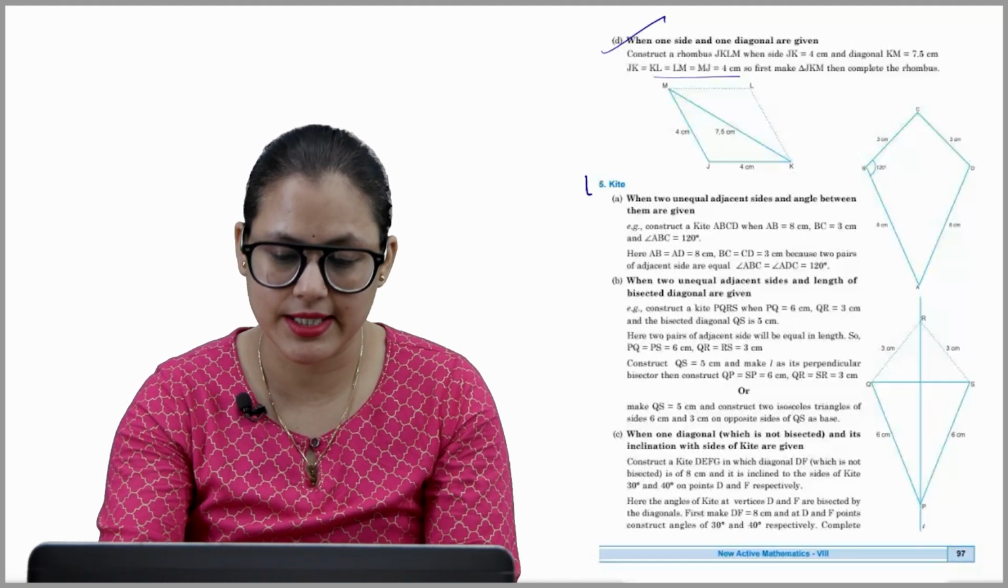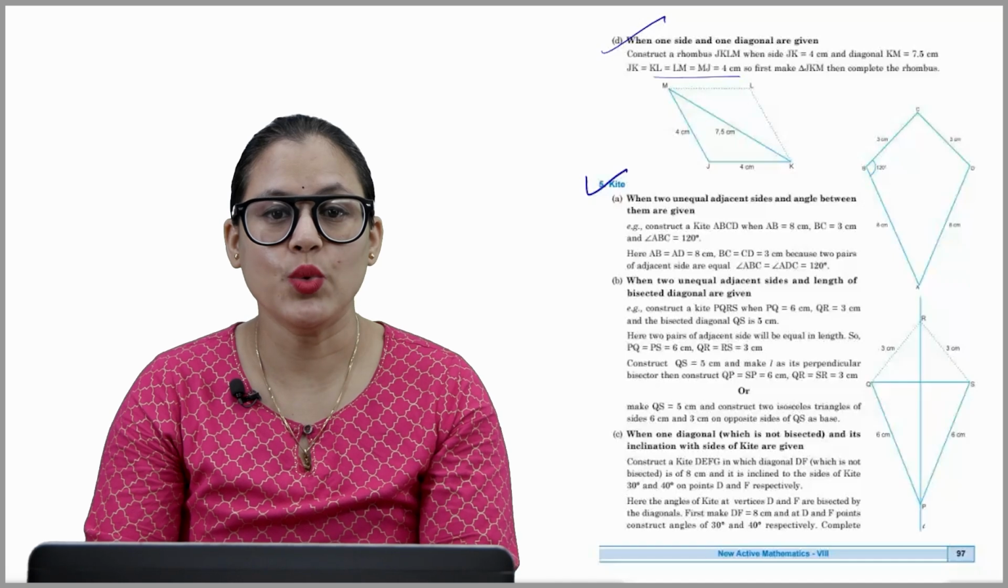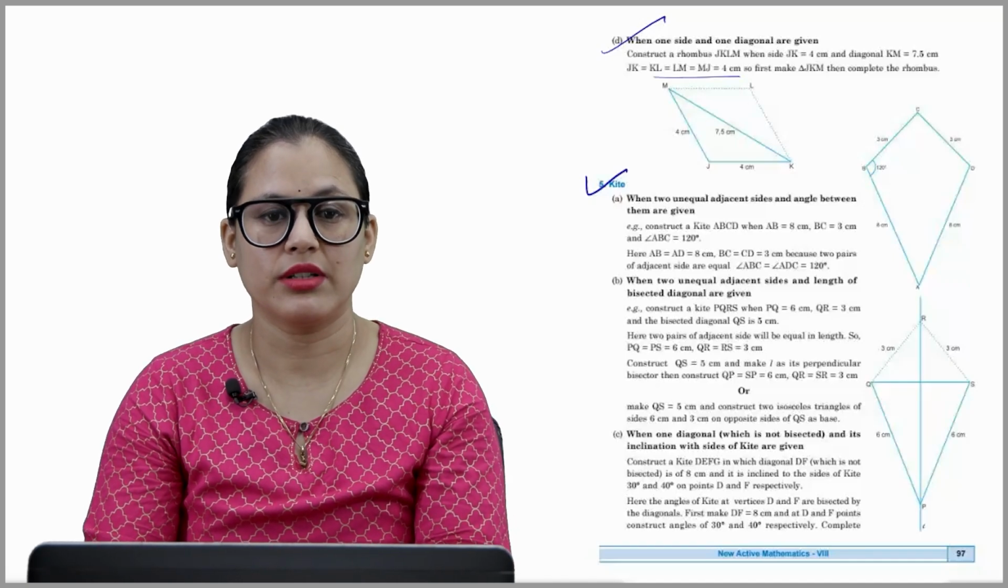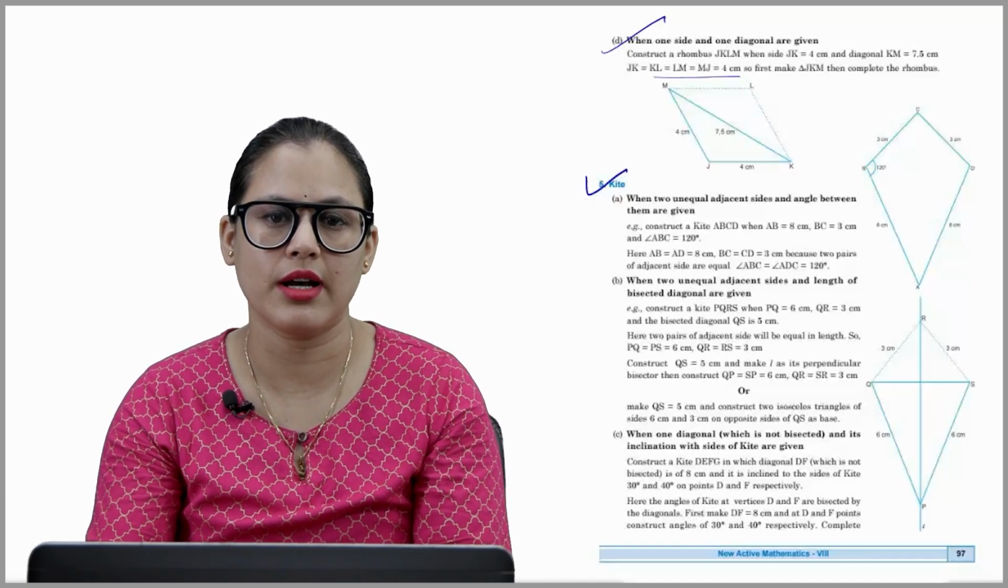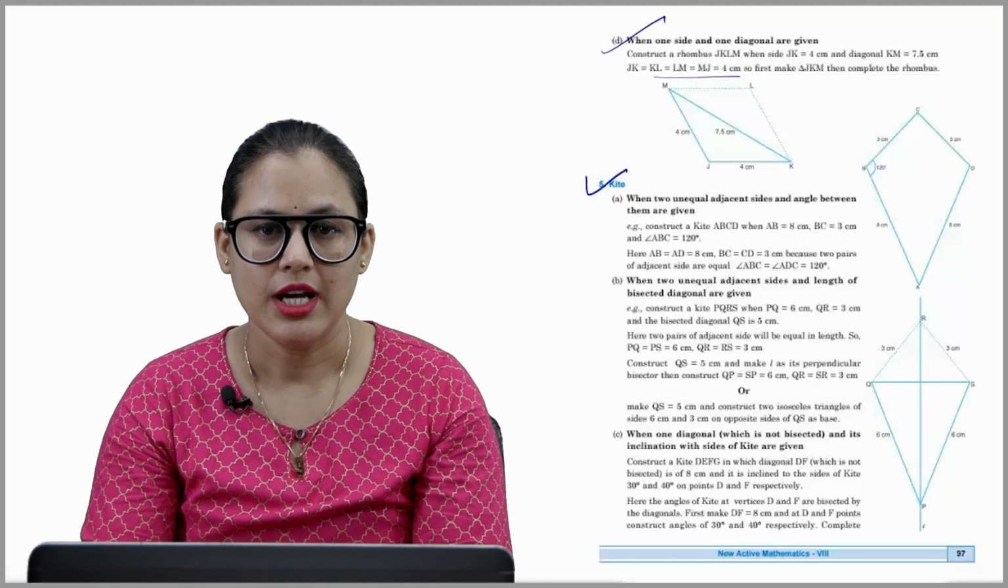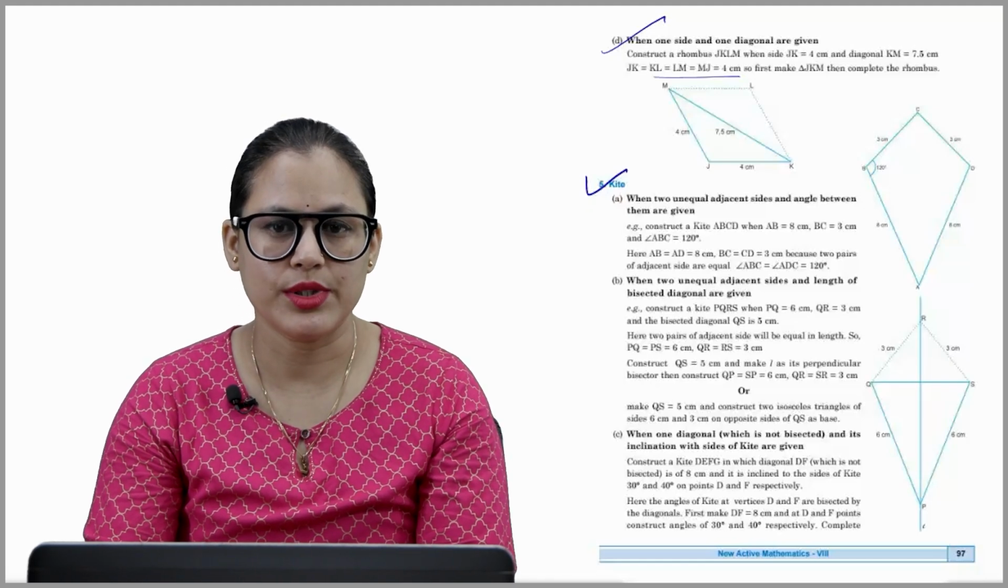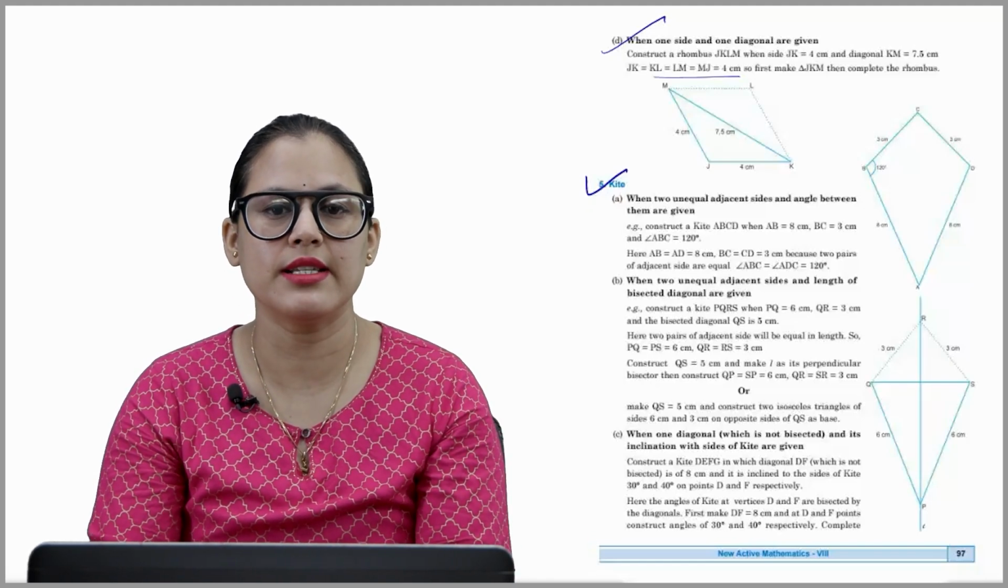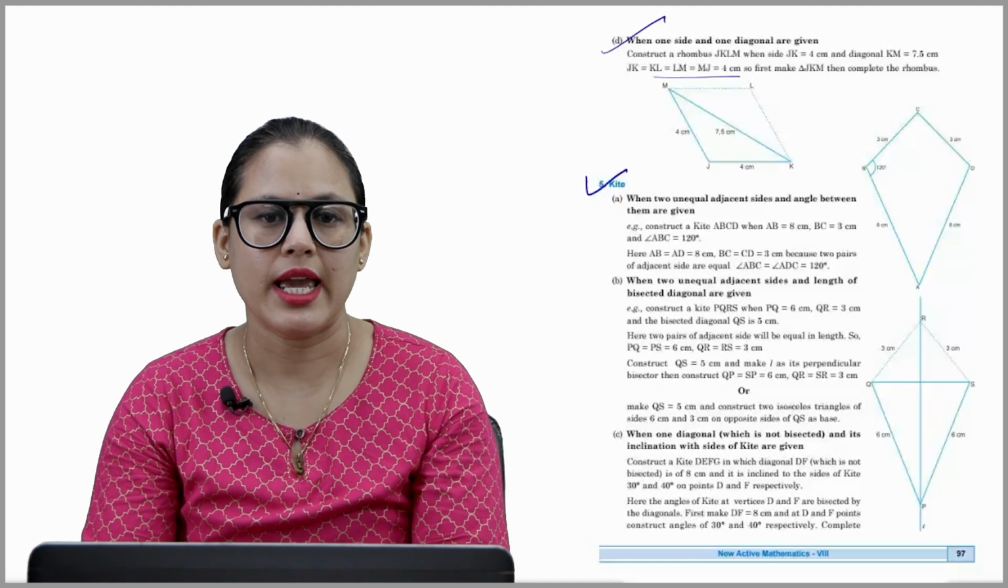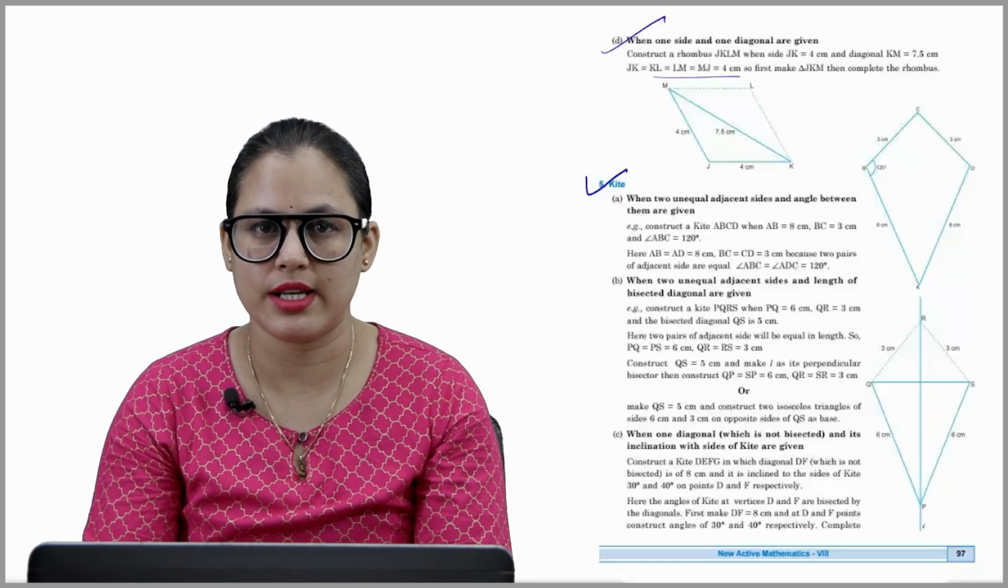Number 5 is kite. A, when two unequal adjacent sides and the angle between them are given. For example, construct a kite ABCD when AB equals 8 cm, BC equals 3 cm and angle ABC equals 120 degree. Here AB equals AD equals 8 cm.